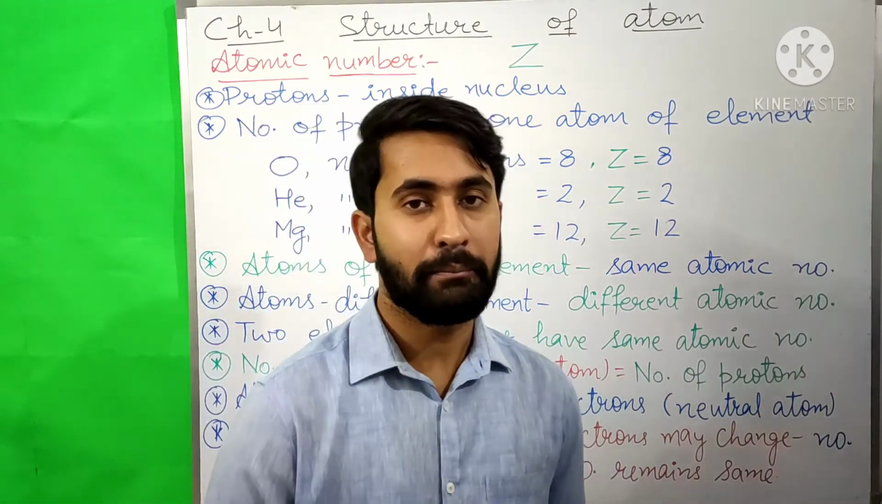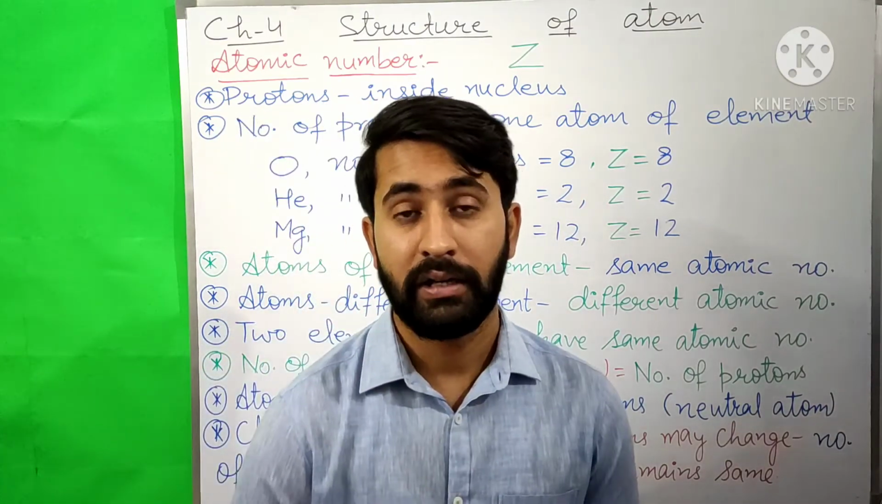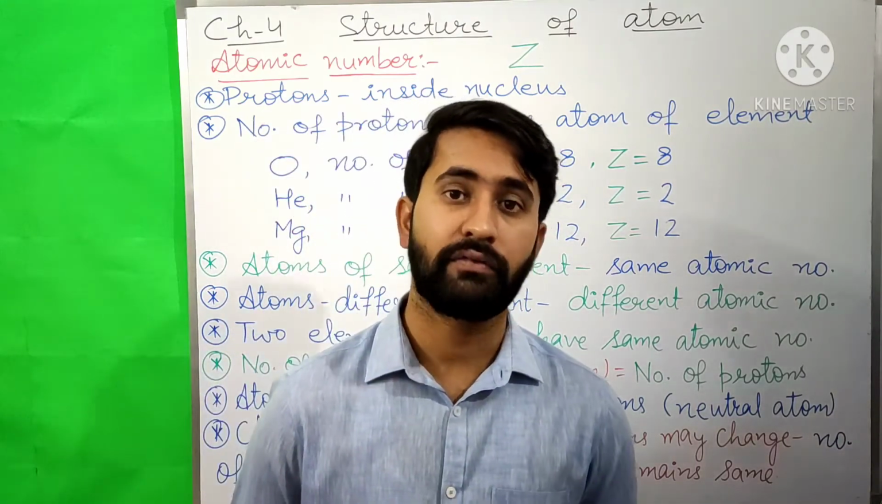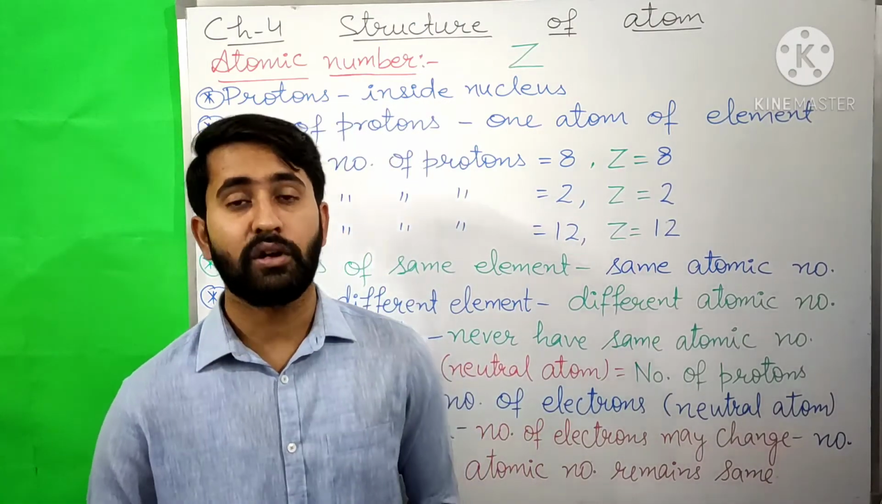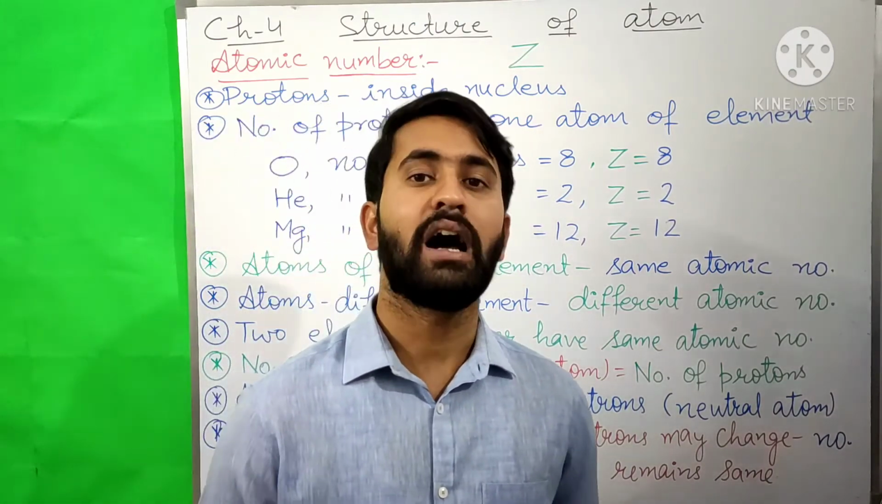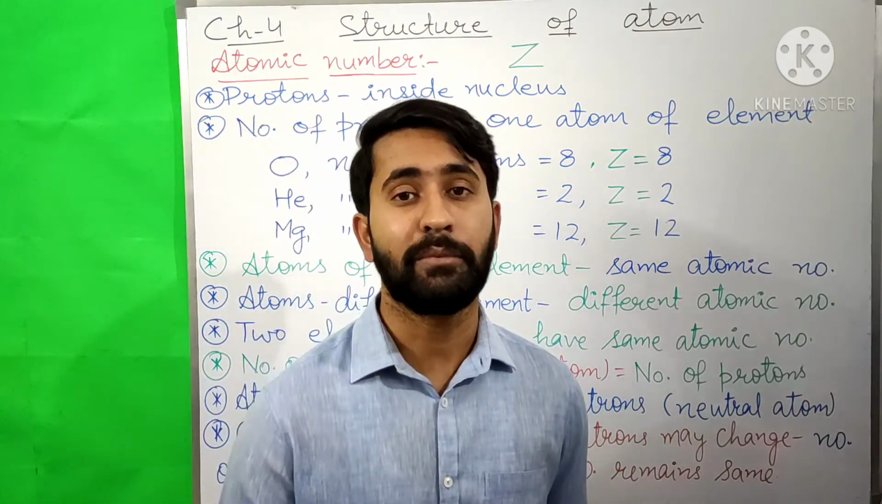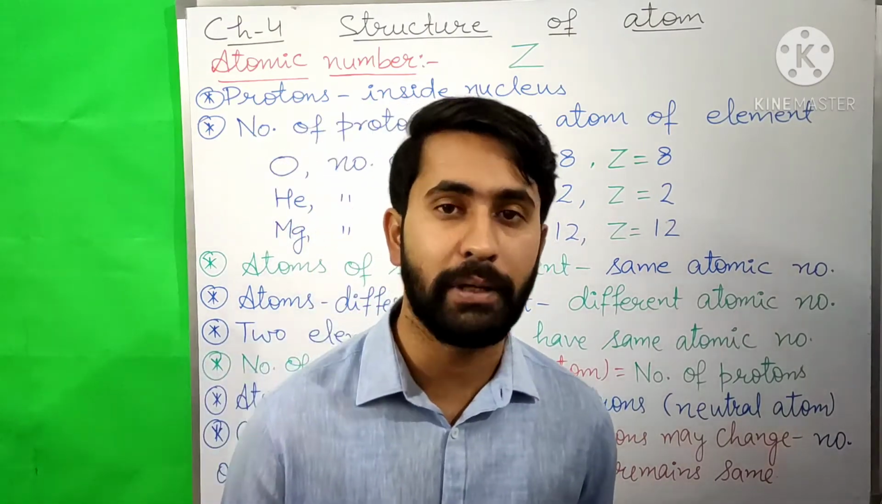So it is the number of protons, or we can say the atomic number, that differentiates the atom of one element from the atom of another element. So the atoms of different elements are different, because they are having different numbers of protons, or we can say they are having different atomic numbers.